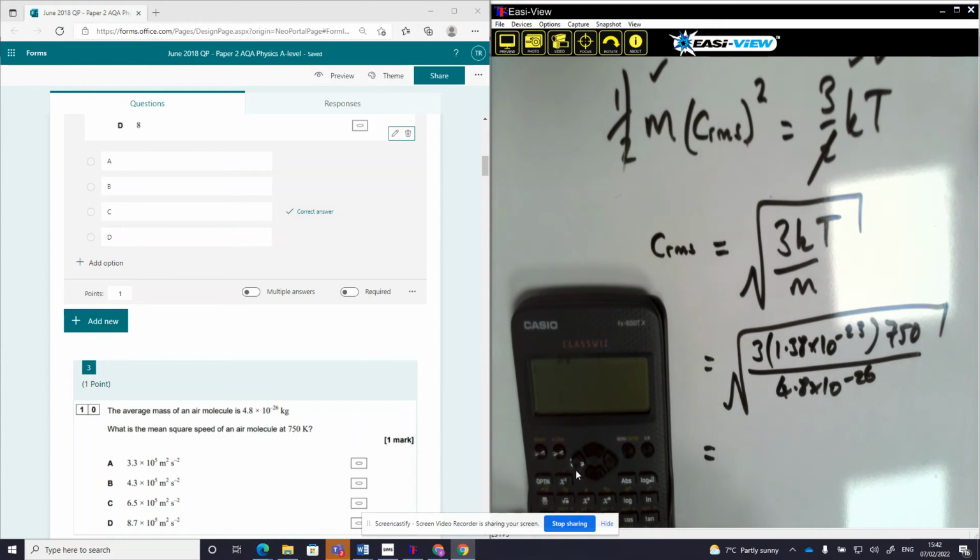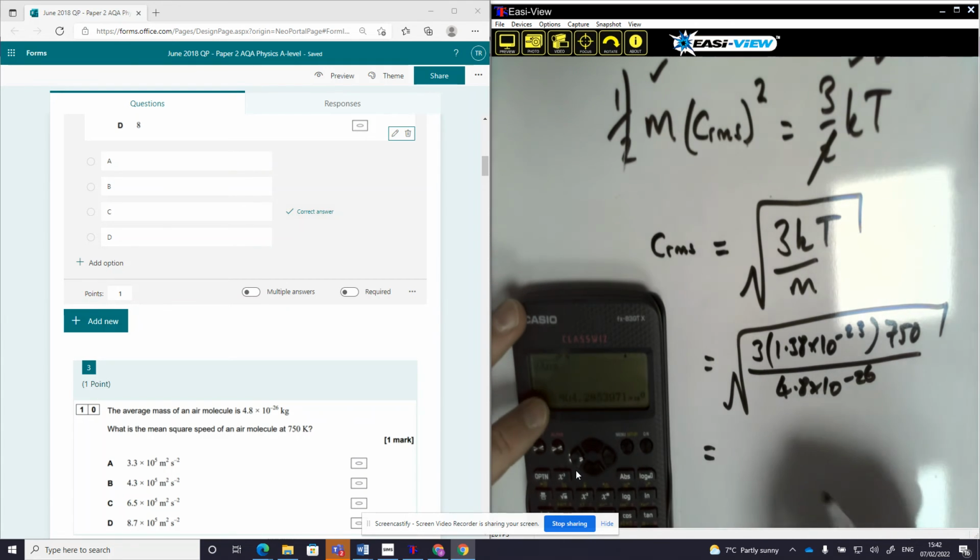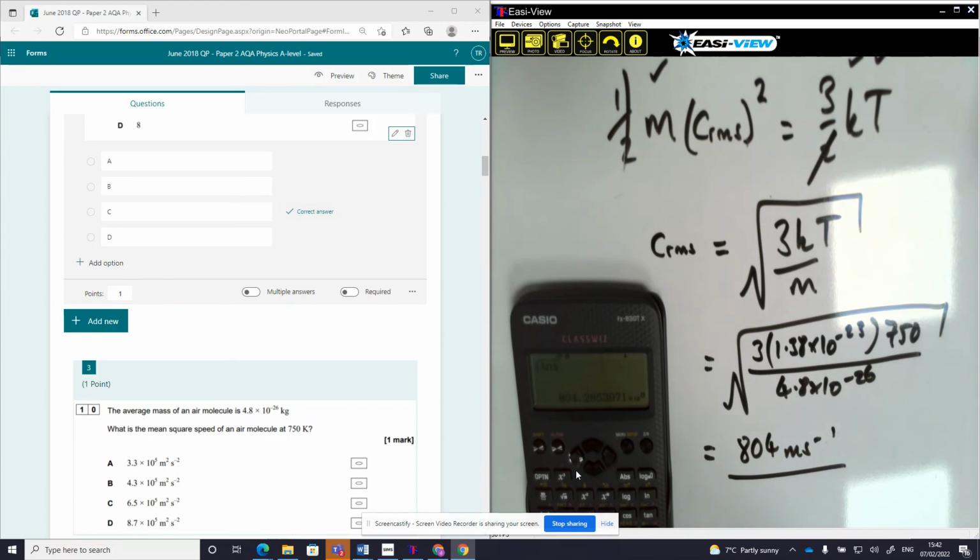So then putting that in the calculator, we get 3 times 1.38 times 10 to the negative 23 multiplied by 750, divided by 4.8 times 10 to the negative 26, and then square root that whole thing. And we end up with 804 meters per second. But it's the square of the value, so I shouldn't have done the square root, because now I'm checking and checking again. So sorry about that. We'll square that again, and we get 646,875 meters squared per second squared as our answer.